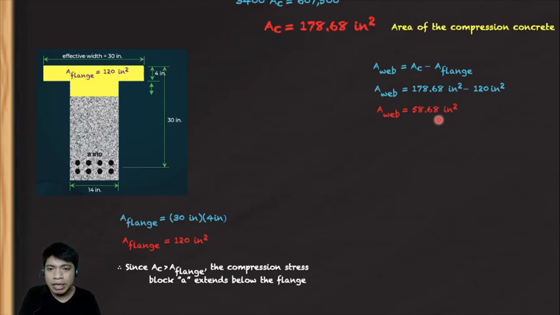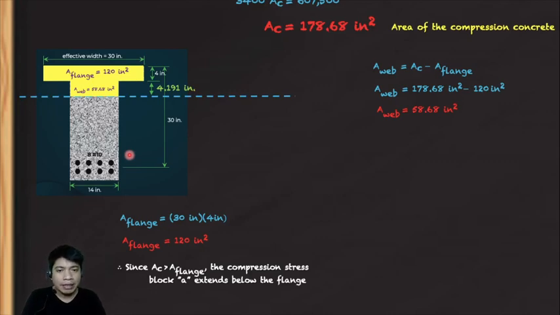So in other words, guys, what remains down here is 58.68 square inches. Now we can compute this depth as well, right? For the depth in the web area, all we need to do is divide 58.68 by 14 inches, the width of our web, and that will be equal to 4.191 inches. Okay, so to understand, guys, let's draw our force system here.